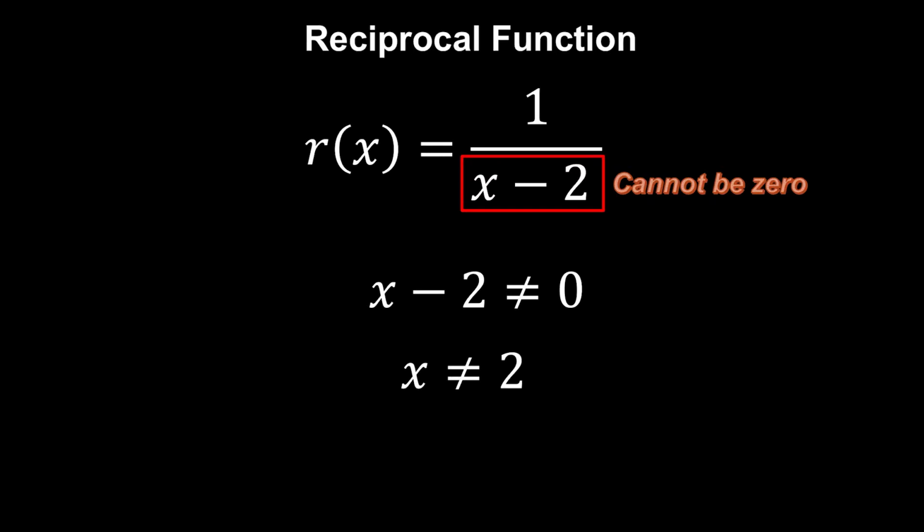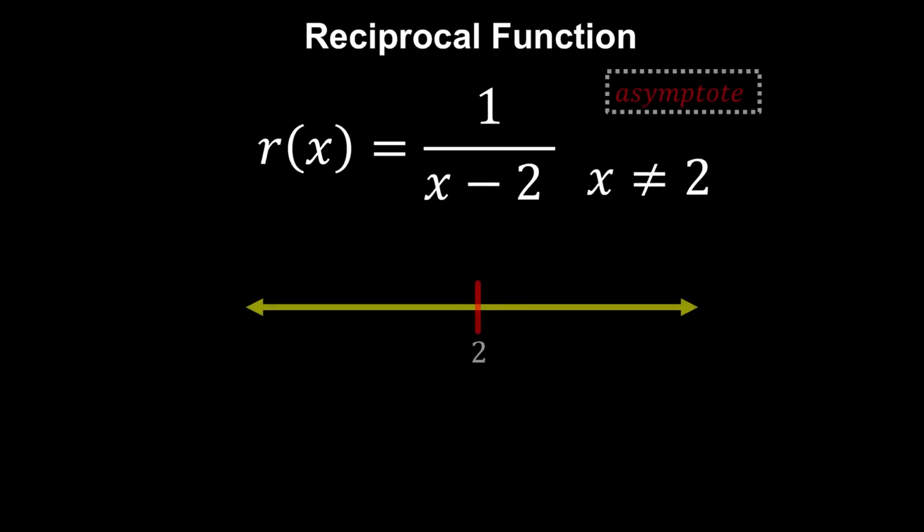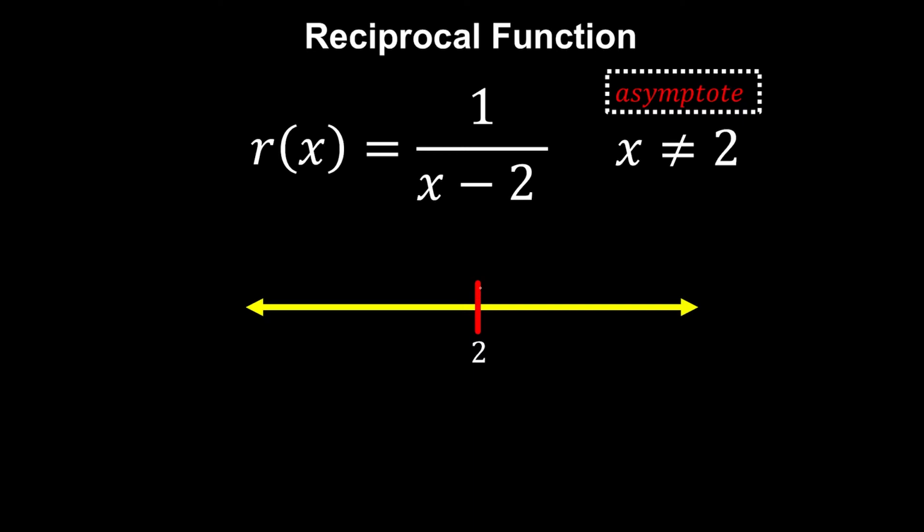But you will ask me, hey, if that's the case, how can we plot a graph? This is why I want to introduce the symbol of approach. Approach means that we choose a number that is very near to 2, but it will never be 2. This is what we call x approaching 2. So let me show you on a number line where 2 is our prohibited area, or we can say it's an asymptote.